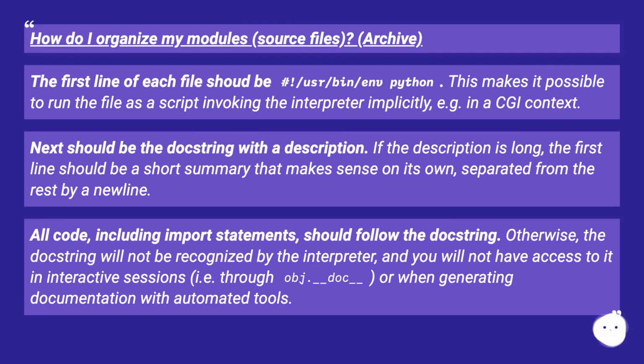If the description is long, the first line should be a short summary that makes sense on its own, separated from the rest by a new line. All code, including import statements, should follow the doc string. Otherwise, the doc string will not be recognized by the interpreter, and you will not have access to it in interactive sessions, i.e. through __doc__, or when generating documentation with automated tools.